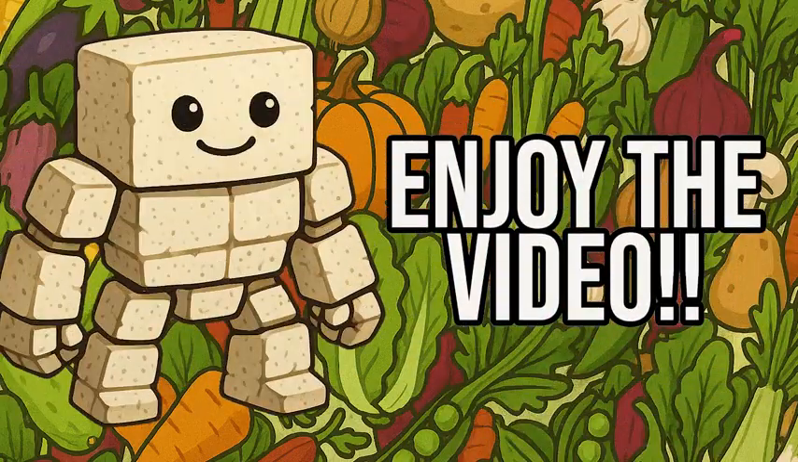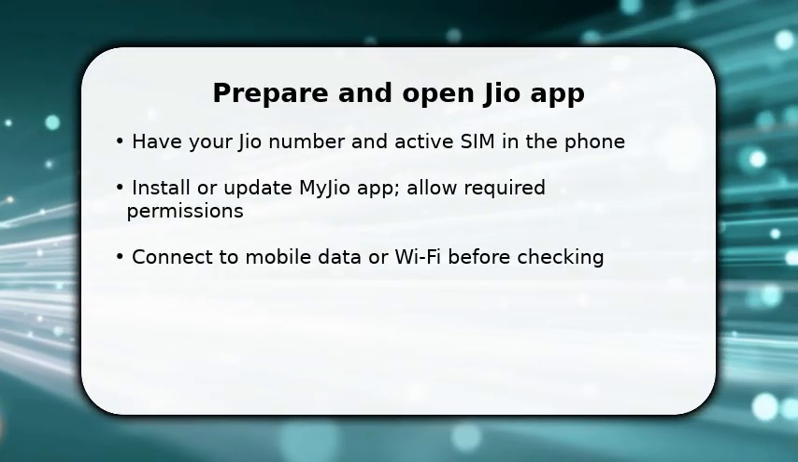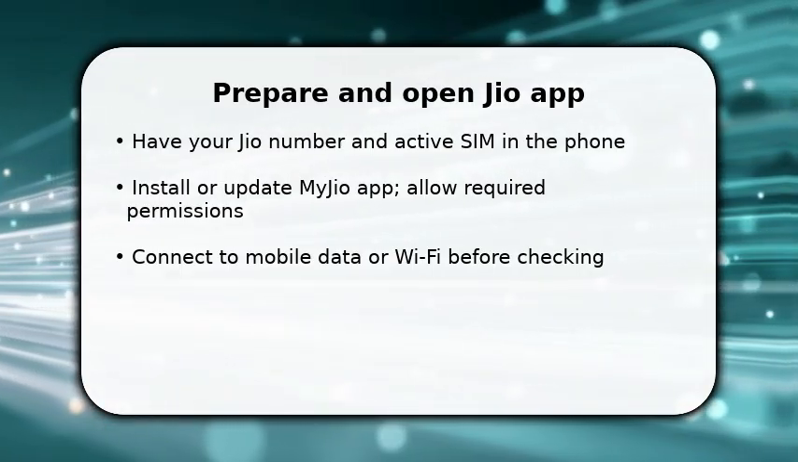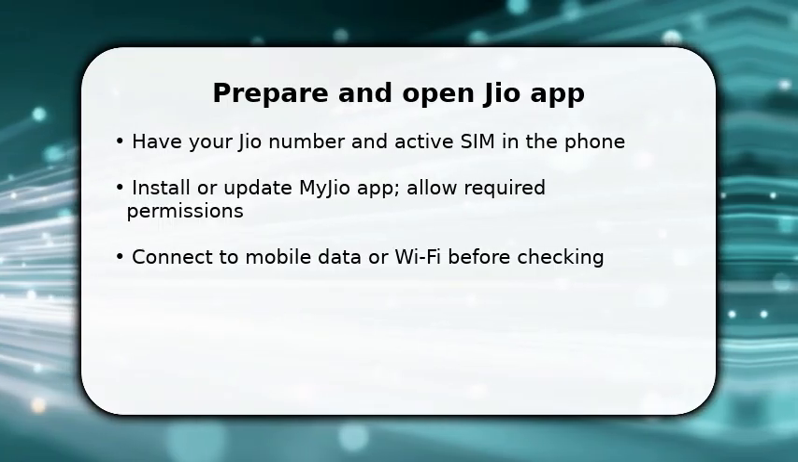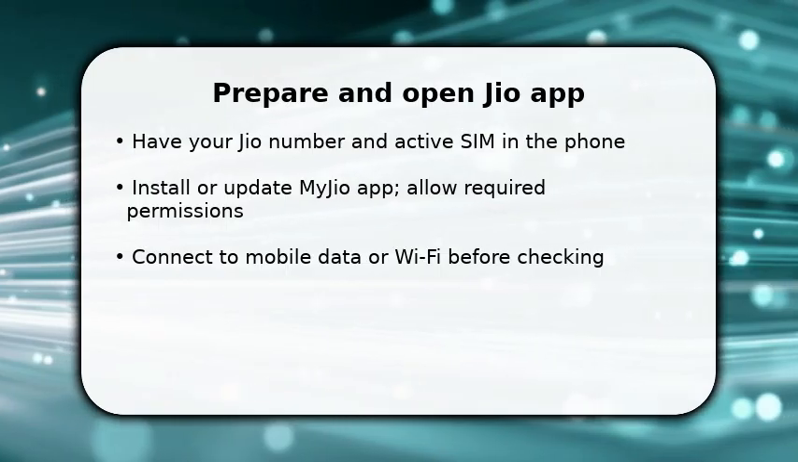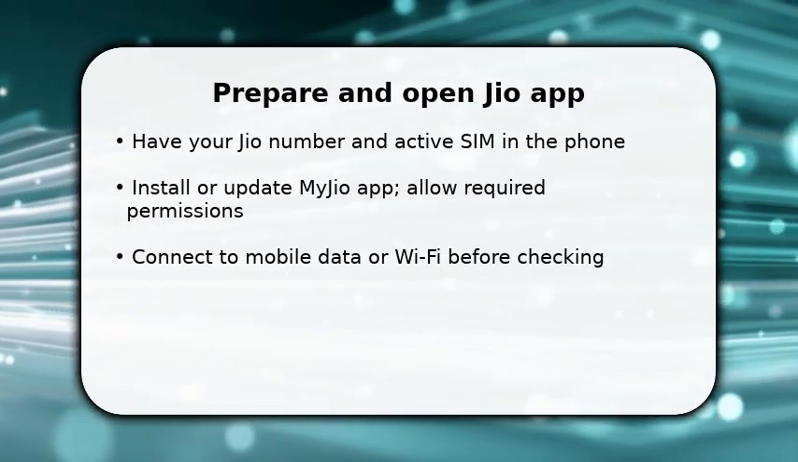Please enjoy the video. You start by confirming your Geo number is active and the SIM is in the device. Open or install the MyGeo app now. Grant permissions it asks for. Once done, sign in using OTP tied to your number so the app can read your plan and usage.